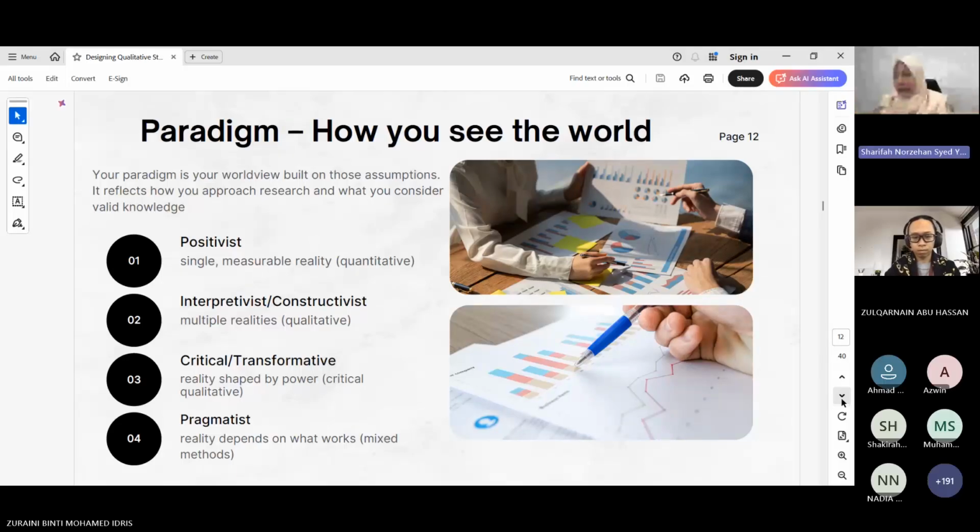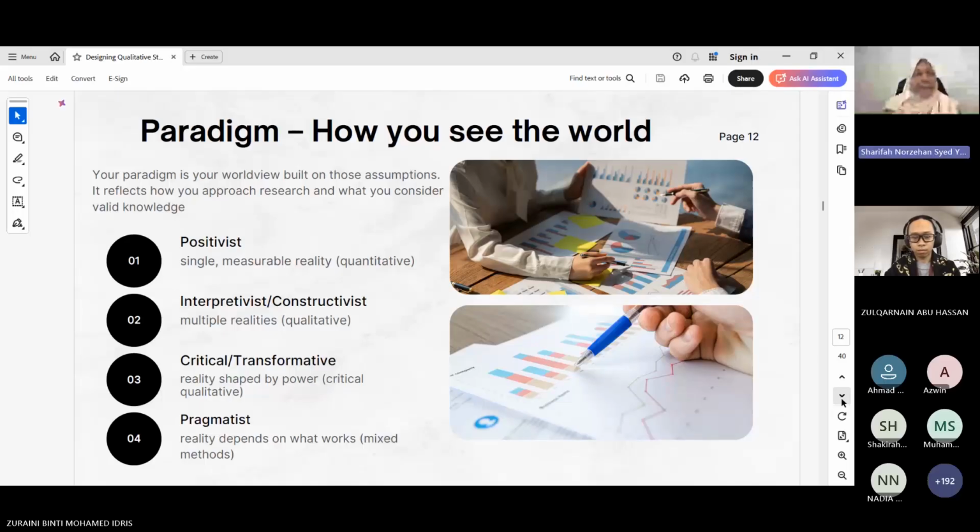Any question on this one? Different books that you read, they have a lot of paradigms, but I'm only choosing the ones commonly used in social sciences. All right, positivist, interpretivist or constructivist, critical or transformative, and pragmatist.